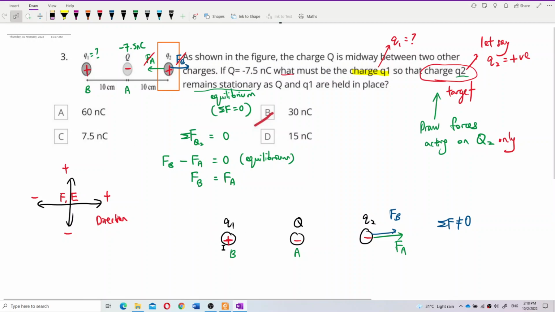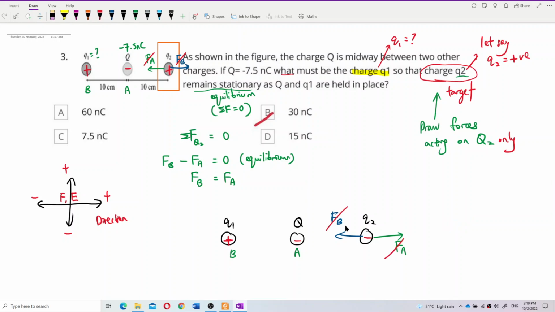This one, Q1, must be positive, even though Q2 is negative. You know why? Because if Q1 is positive and Q2 is negative, then positive and negative charges attract each other. So then FB is over here. You see that? FB is over here, so they can cancel each other. Only then is the resultant force equal to 0.